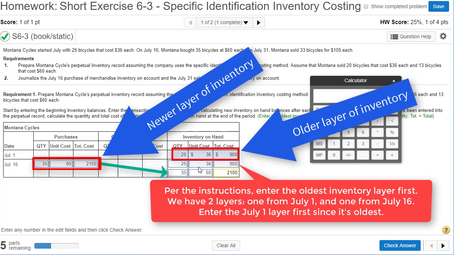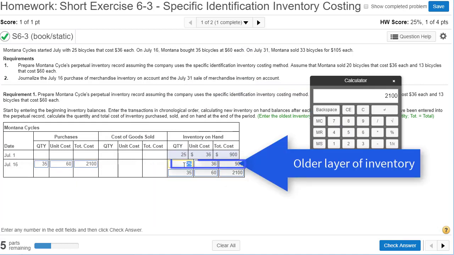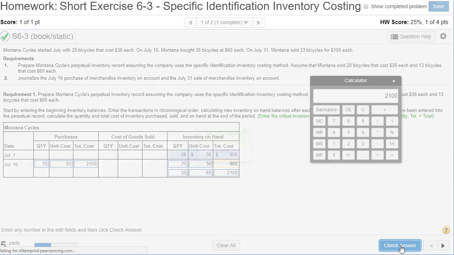So now if our boss asked us on July 16th, how many bicycles do we have? We have 25 plus 35, so we have 60 bicycles. And how much did they cost us total? 900 plus 2,100 gives us $3,000. We don't have to add those up, but if your boss asked you that, that's what you would tell her.